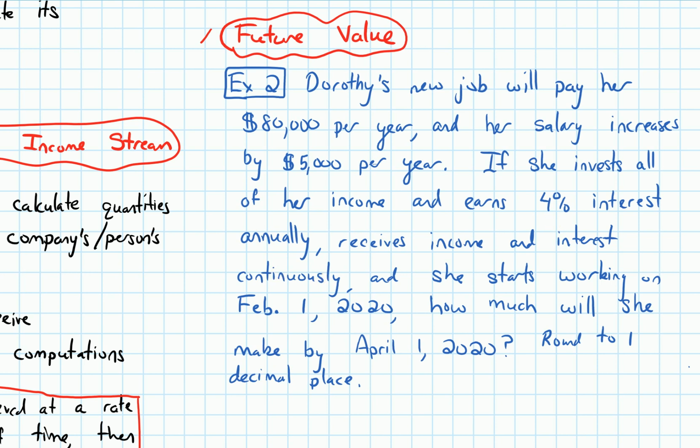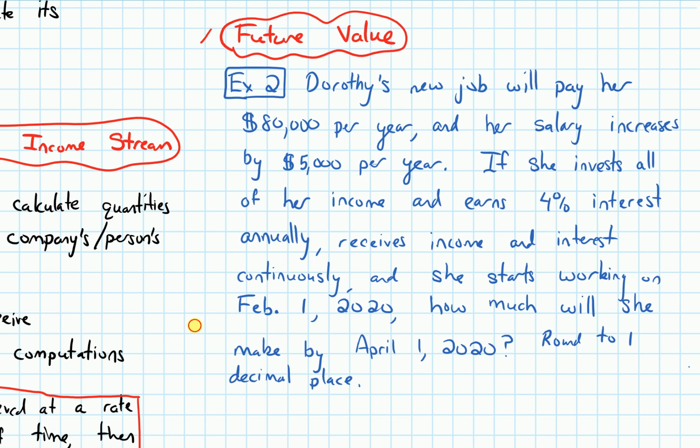That means this income she's getting from the job, she's receiving continuously rather than getting it all at once or every 2 weeks or whatever. And the same thing with the interest, she's earning that continuously. She starts working on February 1st, 2020. How much will she make by April 1st, 2020? So 2 months afterwards, round to one decimal place.